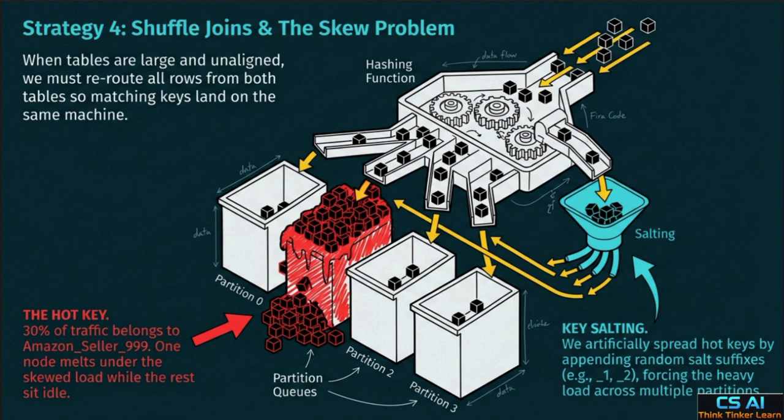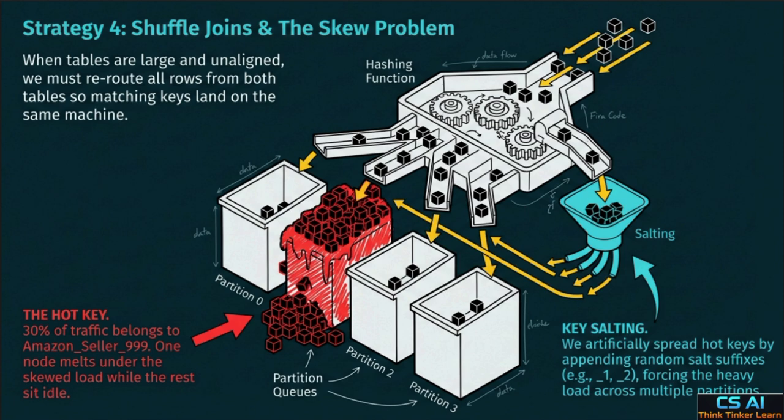Strategy 4 is shuffle joins and the skew problem. When tables are massive and unaligned, you have to reshuffle all rows from both tables so matching keys land on the same machine. But watch out for the hot key. If 30% of your traffic belongs to one user, that node will melt while others just sit idle. The fix? Key salting. Append random suffixes to your hot keys to force them across multiple partitions.